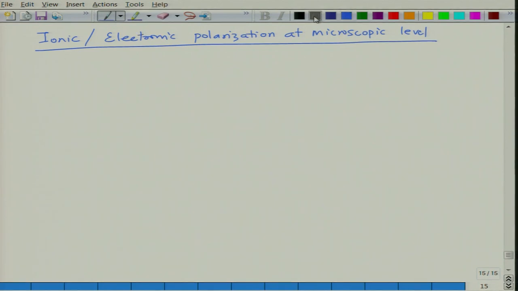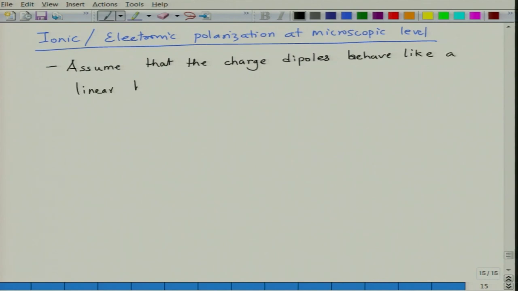So first, what we do is that we assume that the charged dipoles behave like a linear harmonic oscillator. Okay, this is the assumption that we make to begin with. So if they do that, then they also follow the equation of motion.